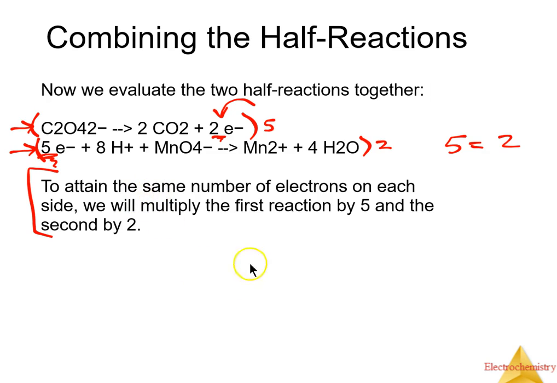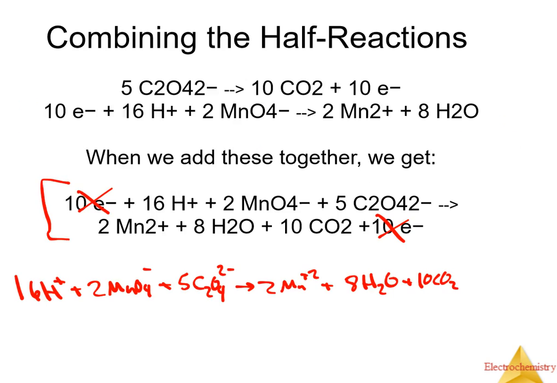Okay? To attain the same number of electrons on each side, we multiply the first by 5 and the second by 2. Now, I don't just multiply the electrons by 5. I multiply everything by 5. So there'll be 5 of these, 10 of these, 10 of these. 10, 16, 2, 2, and 8. Did I do something wrong? Okay, I often do. Okay, so once we've done that, we end up with these 2 that we now add together.